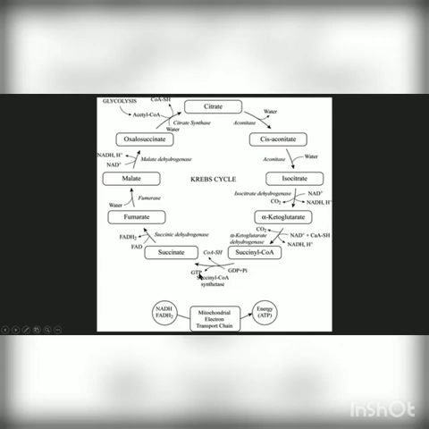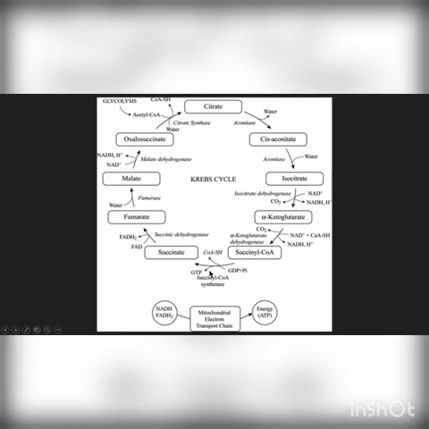ATP, adenosine triphosphate, और ये क्या होगा, GTP is the guanosine triphosphate. So here formation of GTP takes place in this process, and this is the substrate level phosphorylation. In a coupled reaction, GTP is converted to GDP with the simultaneous synthesis of ATP from ADP.